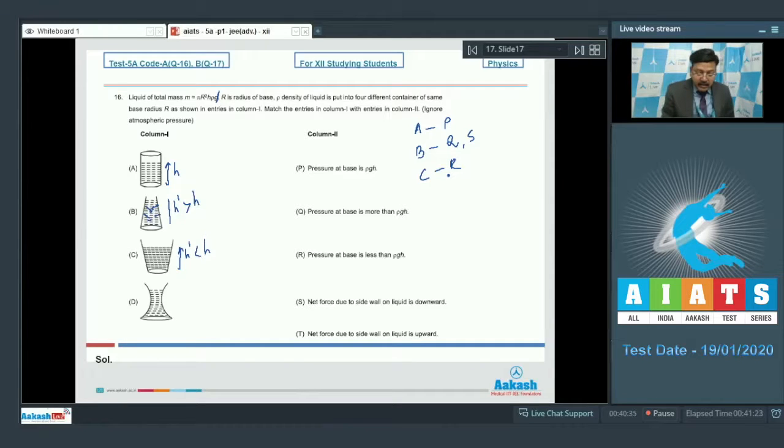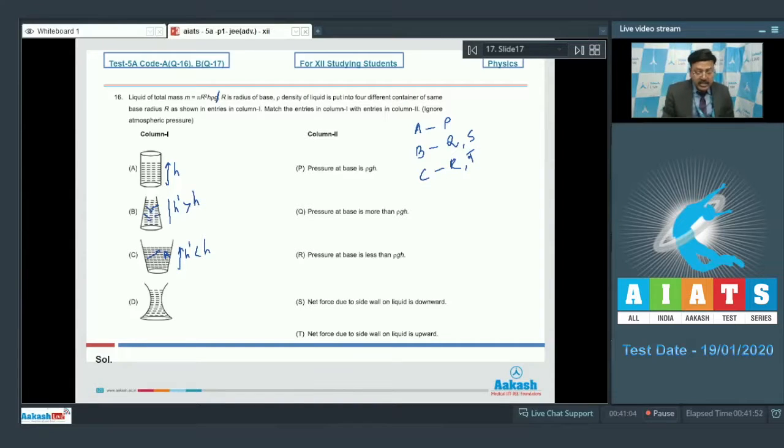And everywhere the force by the side wall is directed perpendicular to itself. So it has a vertically upward component. While horizontal components will cancel, vertically upward components will all add up because they are all in the same direction. So net force due to sidewall on liquid is upward is also correct for C. So that means for C, R and T both are correct.